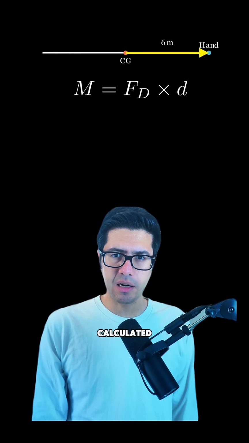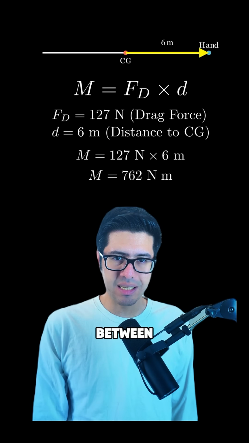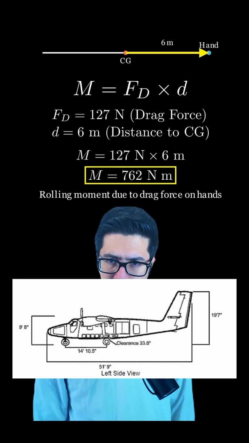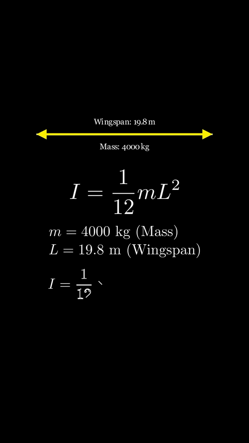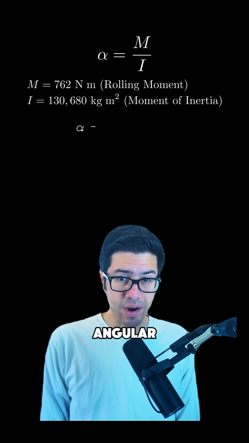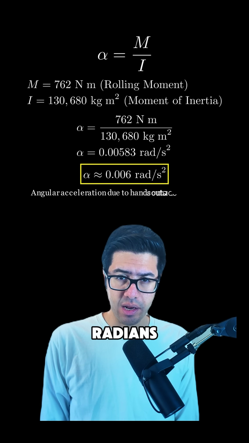The rolling moment can be calculated by multiplying this force with the distance between his hands and the center of gravity of the plane. These are the dimensions of the plane, so this distance is about 6 meters. Last thing we need is the moment of inertia, which is 1 over 12 times the weight of the plane times the wingspan length squared. Finally, you get the angular acceleration to be 0.006 radians per second squared.